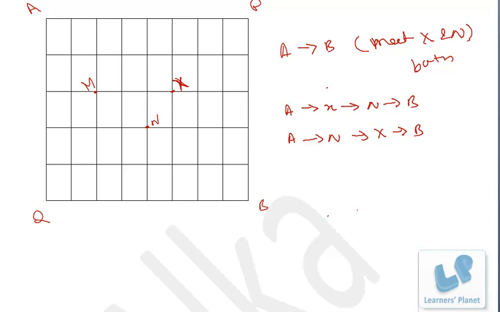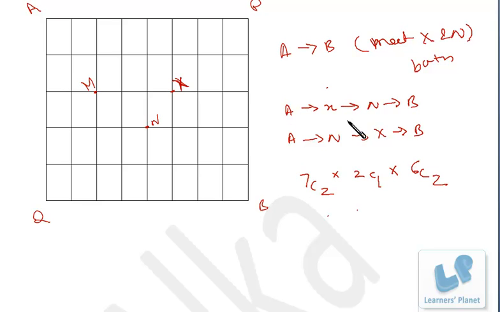Okay. So first of all, let's go from A to X. So 1, 2, 3, 4, 5, 6, 7. 7C2, right? Either 7C5 or 7C2. That's A to X. Then X to N, 1, 2. 2C1, 1 horizontal, 1 vertical. Then from N to B, 1, 2, 3, 4, 5, 6, and 2 vertical, 4 horizontal.